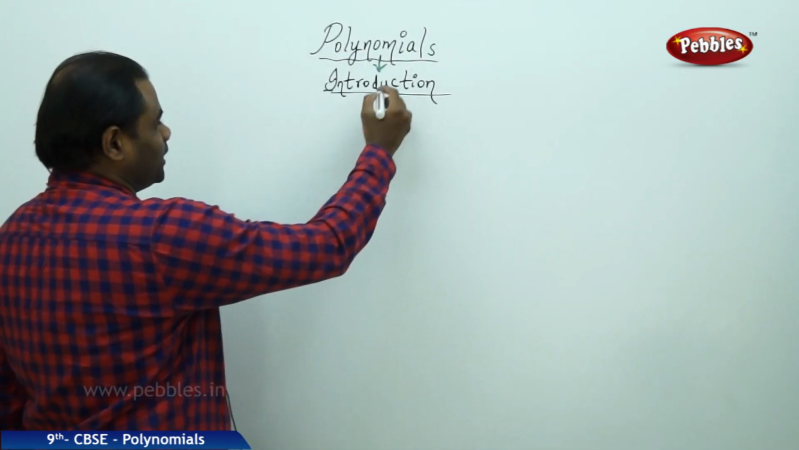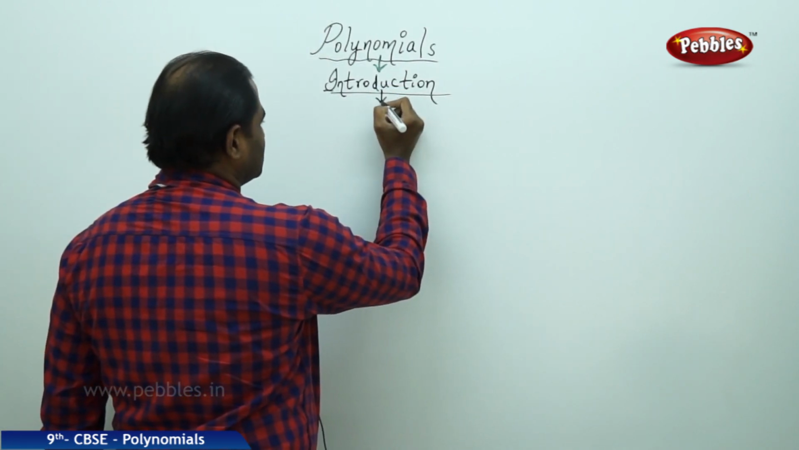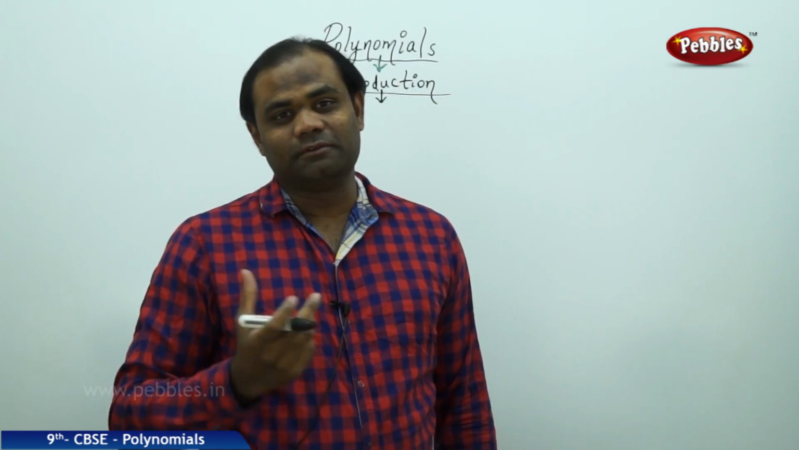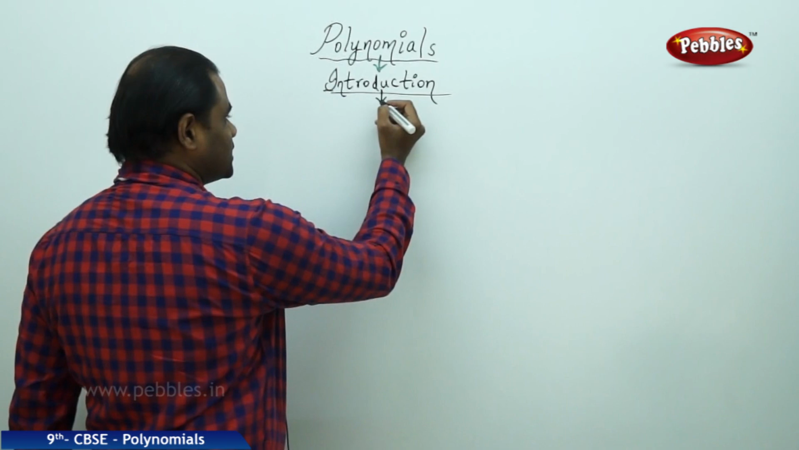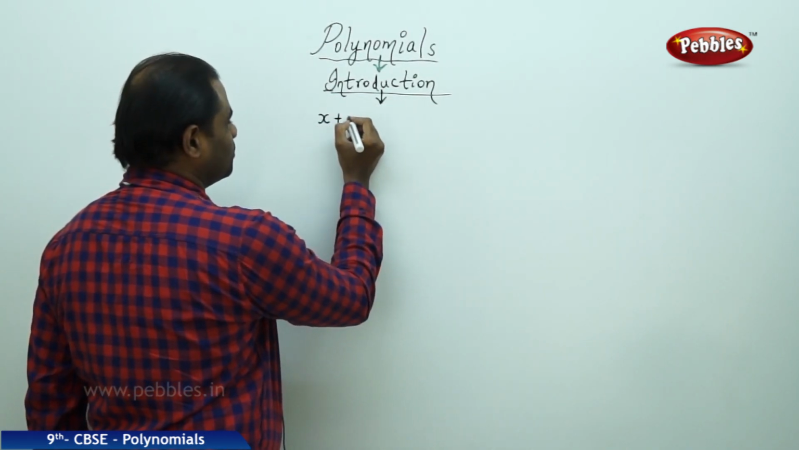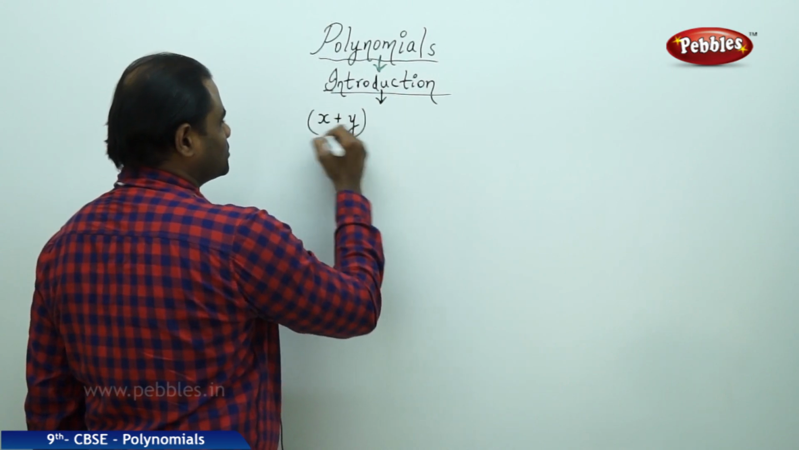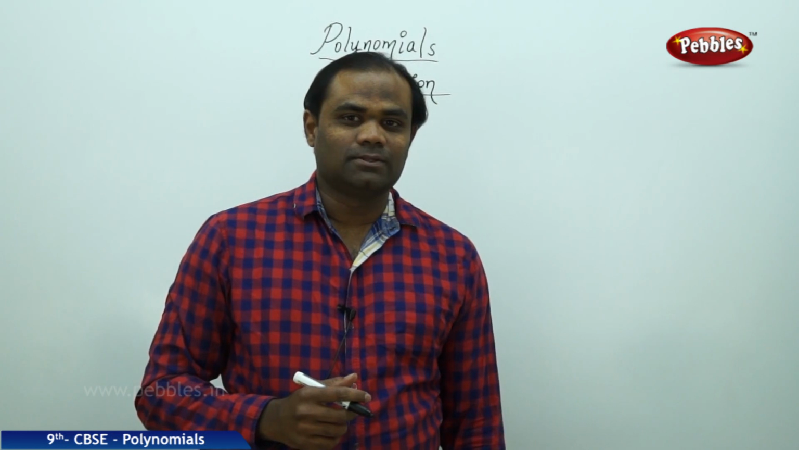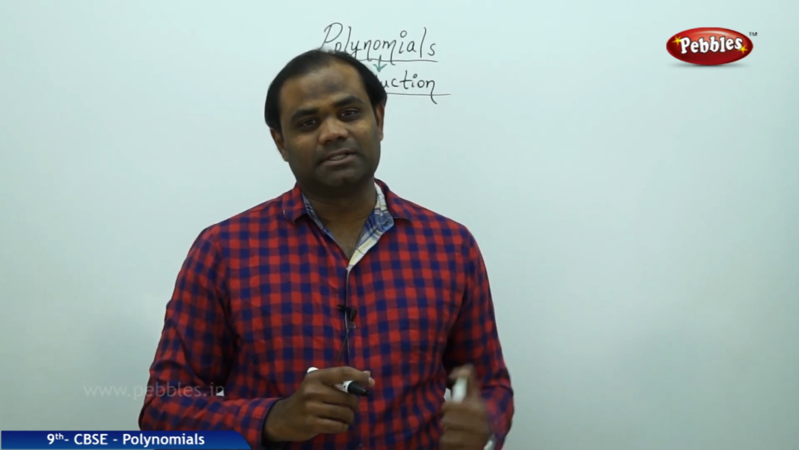When we come to the introduction of polynomials, let me start with the basic properties or the formulae which you have learnt in the lower classes. To recap, one of the most famous formulae is (a plus b) whole square, or (x plus y) whole square. So let's see how we can expand this.